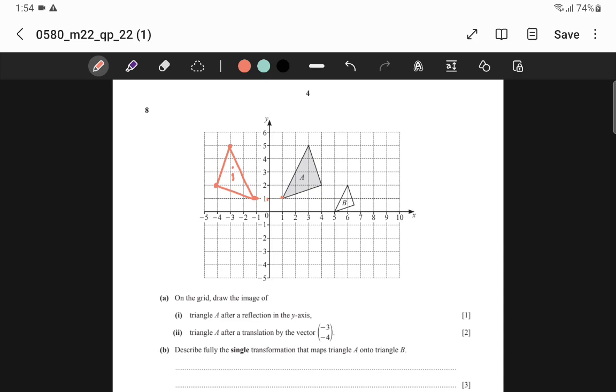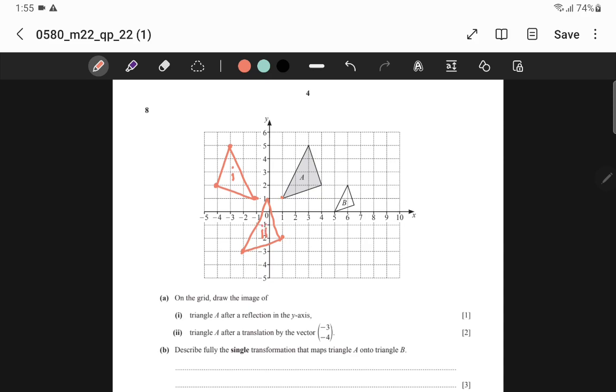If it's positive, go to the right. If it's negative, go to the left for the first one. And for the bottom one, positive going up, and negative going down. So this one will go to the left 3 and then go down 4. 1 2, 1 2 3, 1 2 3 4. Then after that, I draw the same shape. I don't use a ruler. Basically like that.